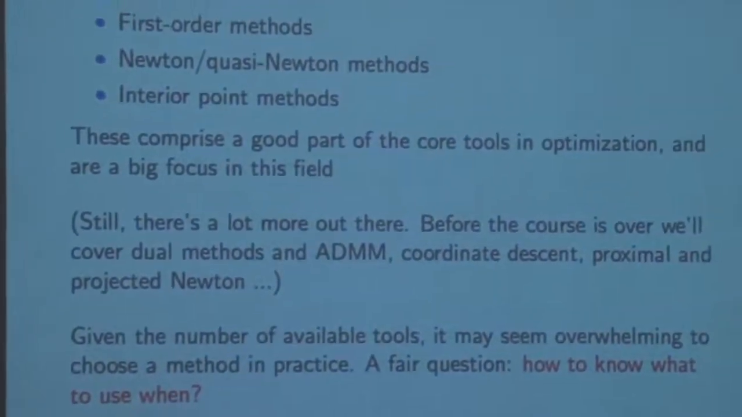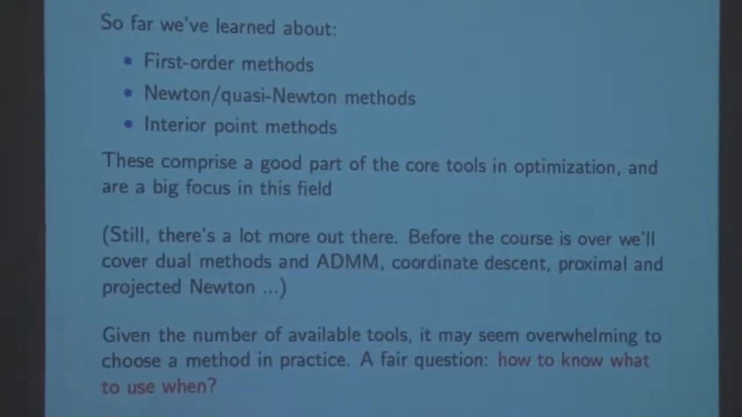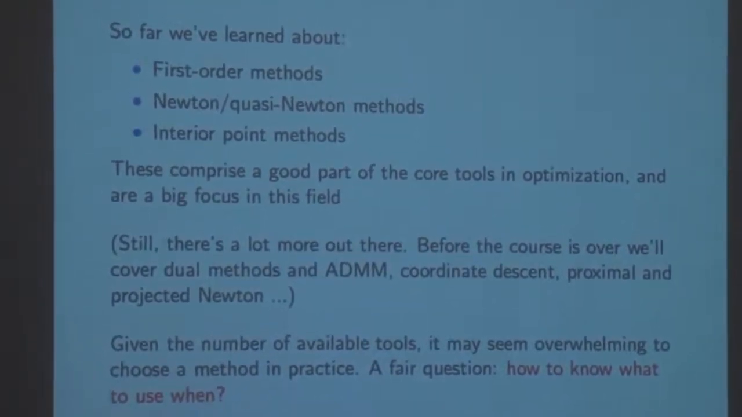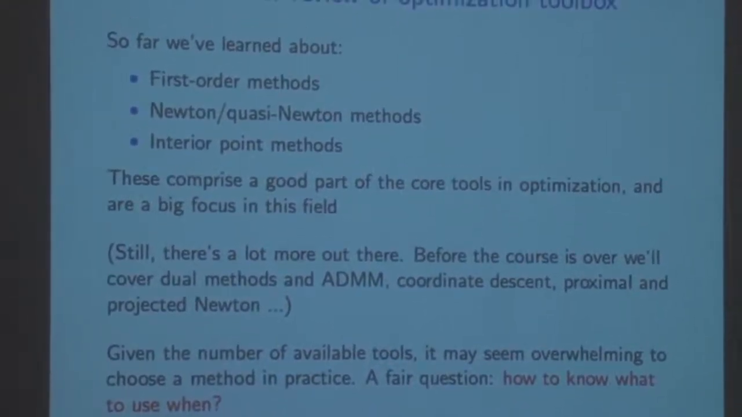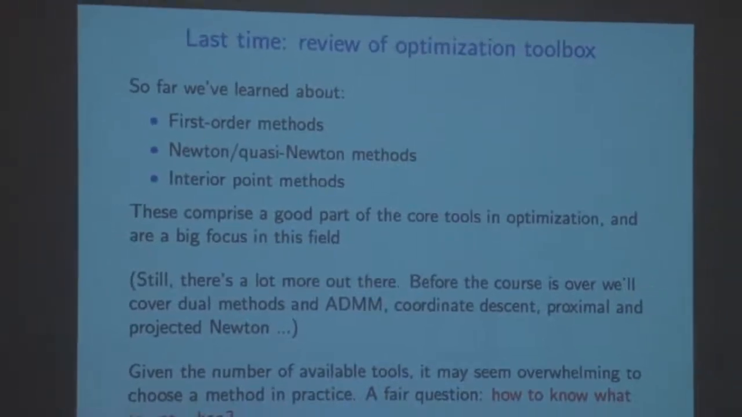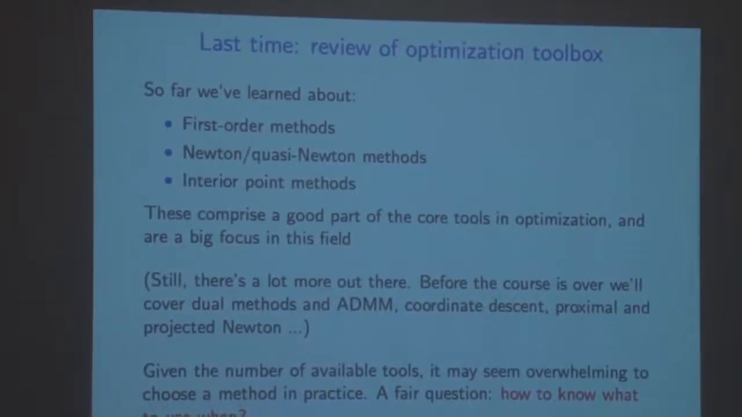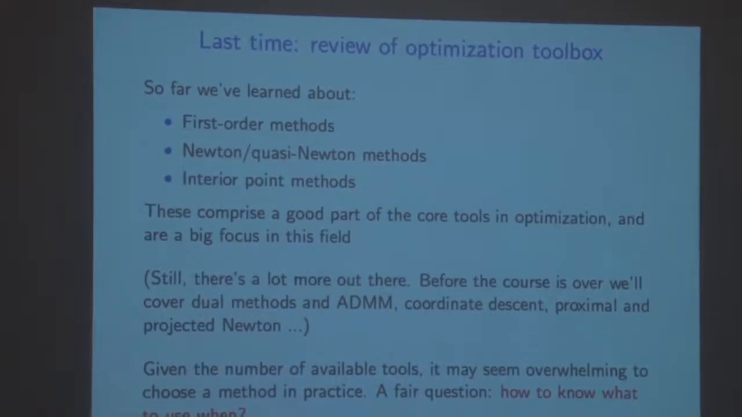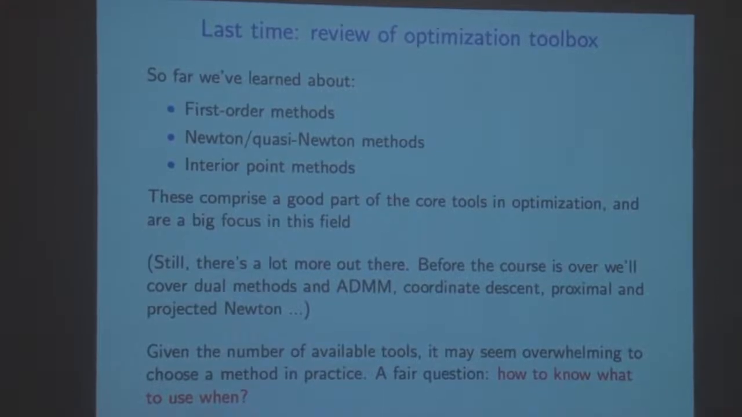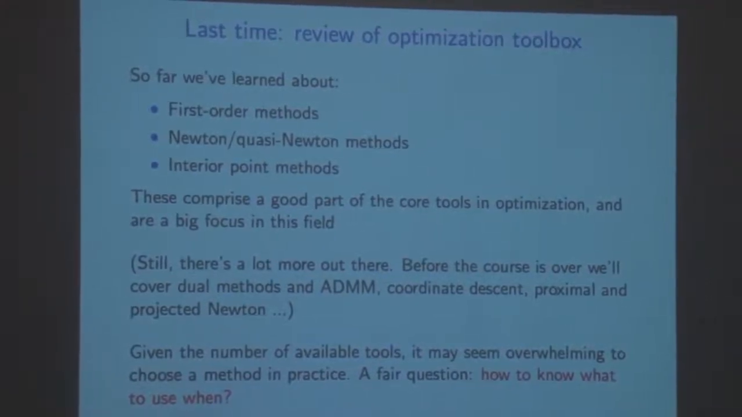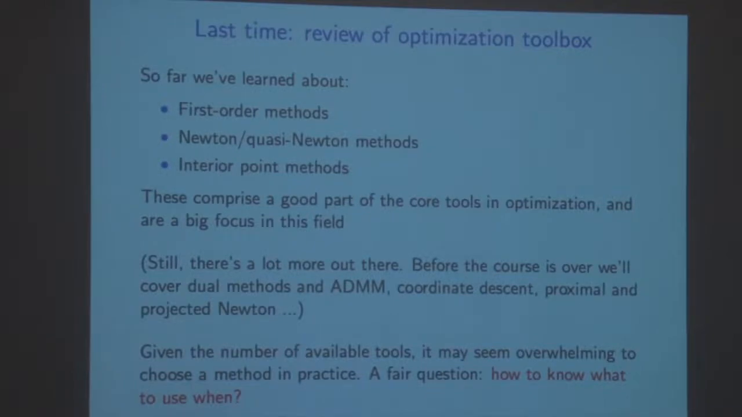So, a review of what we saw last time. Last time was the review lecture. We spent maybe the first third or half of the lecture on this big table of algorithms. So far, we've learned algorithms that fall into 3 classes. First-order methods: gradient descent, subgradient descent, proximal gradient, accelerated proximal gradient. Second-order methods, with Newton's method as the canonical example, but quasi-Newton methods are also often called second-order methods, even though they actually don't use the Hessian, they approximate it.